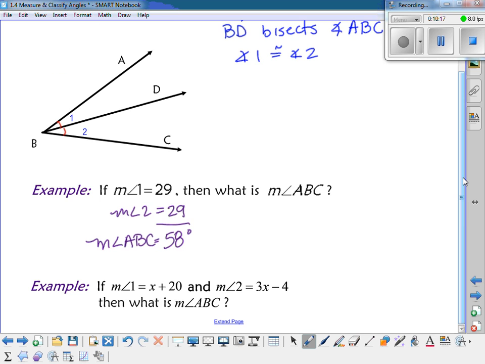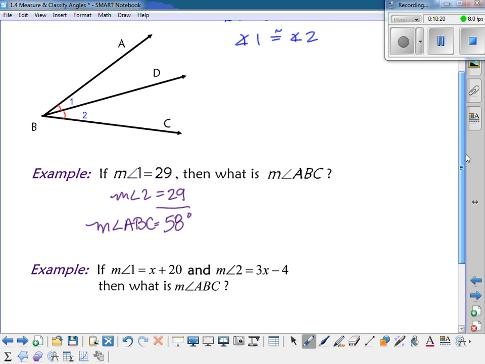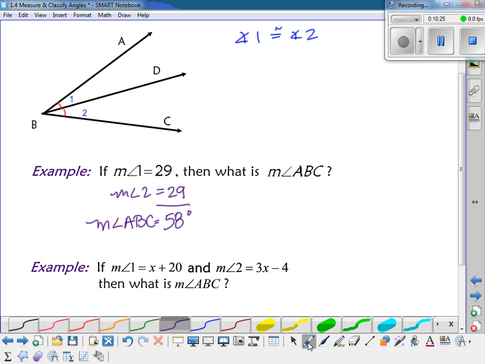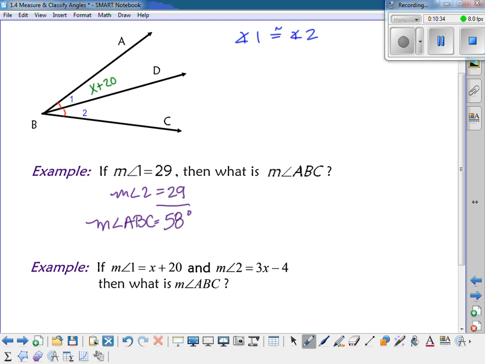Now in this second example, I'm going to use the same figure, but this time I'm told that the measure of angle 1 is equal to x plus 20. And the measure of angle 2 is 3x minus 4. So this one's going to be x plus 20, and angle 2 is 3x minus 4. And then I want to find the measure of angle ABC if that was the case. Well, I haven't told you what the whole thing is, but I have told you that angle 1 is congruent to angle 2 because it's a bisector.